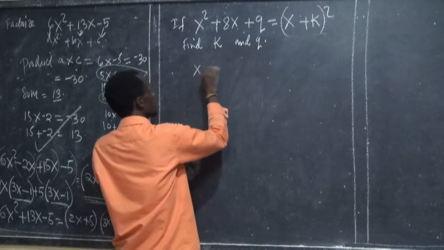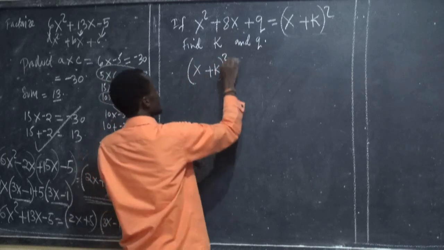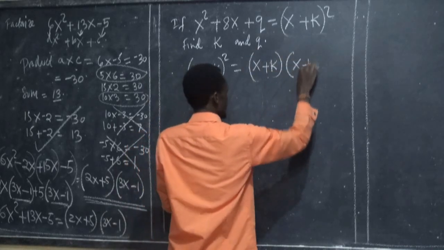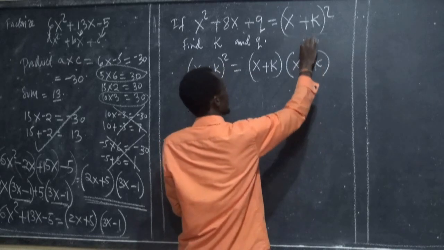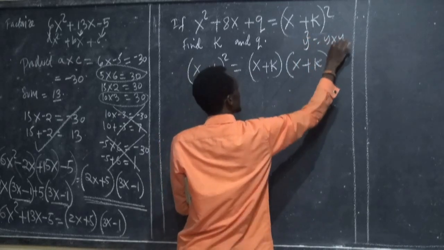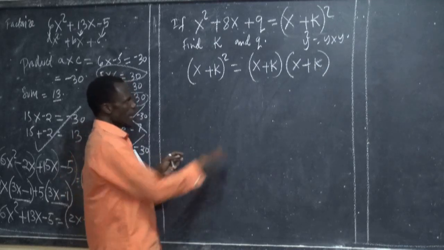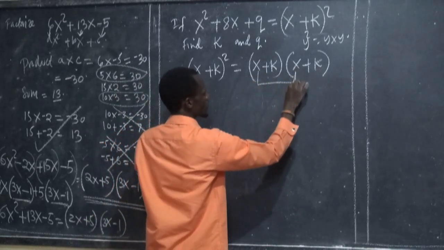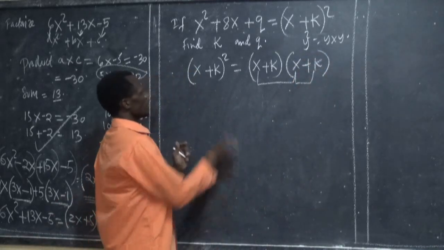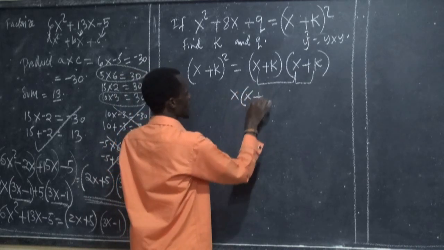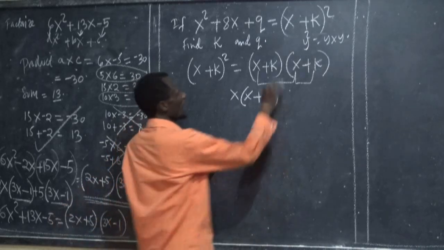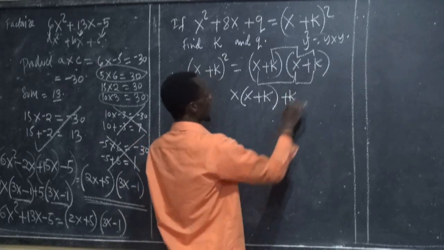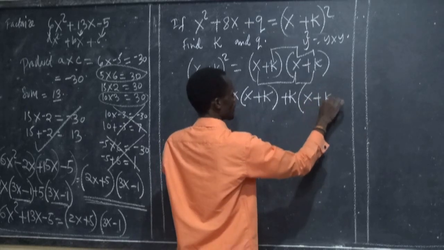Then from x plus k squared, that is to say it is x plus k times x plus k. This is how it is. It's just like to say y squared is equal to y times y. If that is the case, let us multiply these numbers. That is to say x times x plus k, that is to say x in bracket x plus k, and the other, this one here, then plus positive k in bracket x plus k.